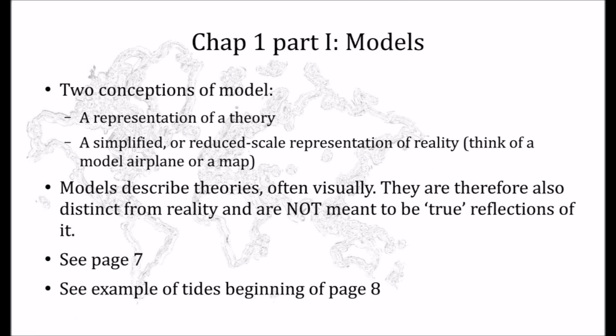Alright, and this now brings us to a model. Now, what is a model? There are two ways of looking at it. One is a representation of a theory. Another is a simplified or reduced scale representation of reality, like a model airplane or a map. Although a map has a fair degree of abstraction, so it moves away from that a little bit. Models describe theories often visually. They're therefore distinct from reality and are not meant to be true reflections of it, once again.